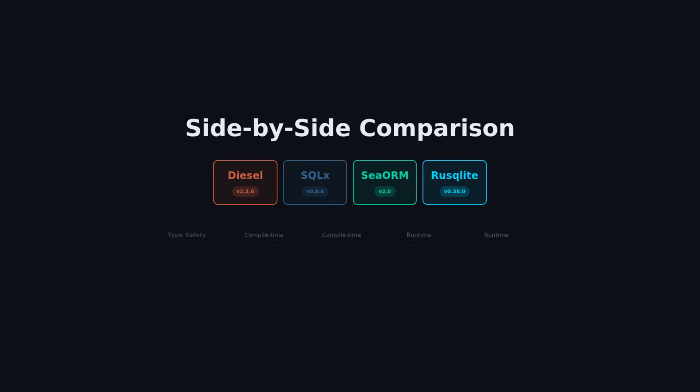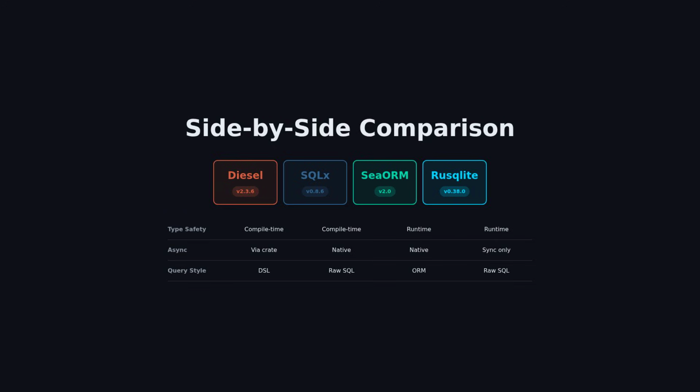Alright, let us bring it all together. Here's how these 4 libraries compare. Diesel. Compile time SQL verification, mature, zero-cost abstractions, version 2.3.6 as of January 2026. Best for type safety and stable schemas. SQLx. Compile time checked raw SQL, async first, query builder. Version 0.8.6. Best for SQL first developers who want safety.